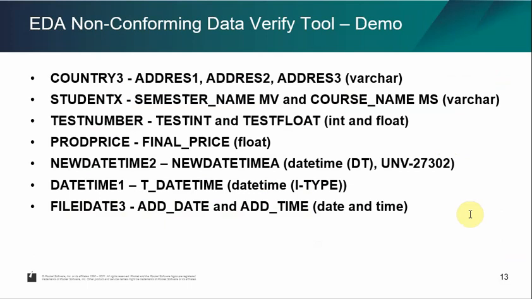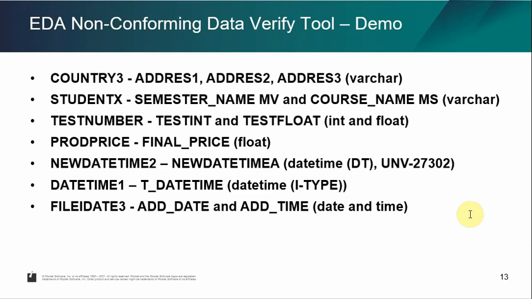I will use a couple of different sample files to show you the checking of all the different data types. For example, I use country 3. We check address 1, 2, 3 for varchar length checking. Also, the test file student TX includes single value, multi-value, and multi-sub-value. You also check a varchar field. The text number file will have text integer and text float. Also, a test like product price calls the subroutine, so you can check the float also.